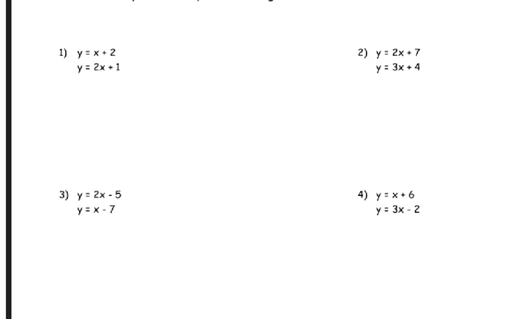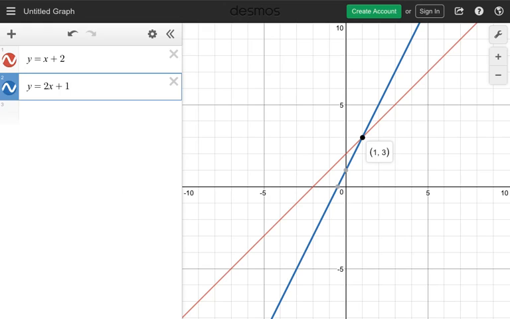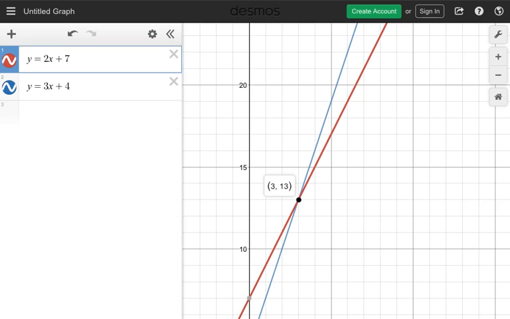Okay, so I went out to Desmos and I graphed the first system of equations, and sure enough, they cross over at (1, 3). So we were right about that. And the second system of equations crossed over at (3, 13). So we were right about that. So you can always check yourself. You can solve them and go out and graph them and make sure that you're right. There's no reason to get a wrong answer here. There's no reason to get upset. If you get it wrong, just start over and try to figure it out.